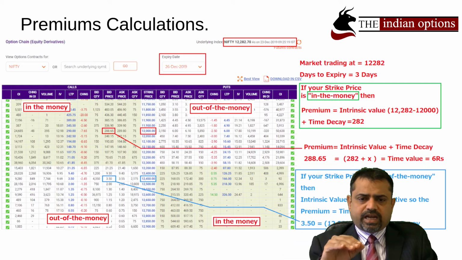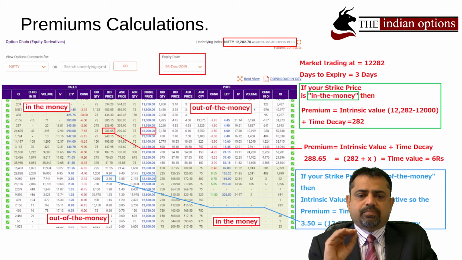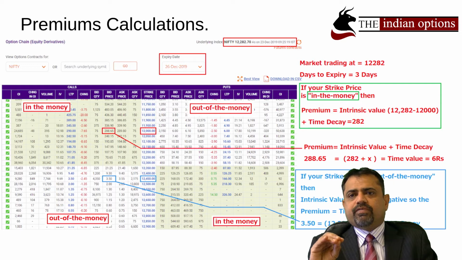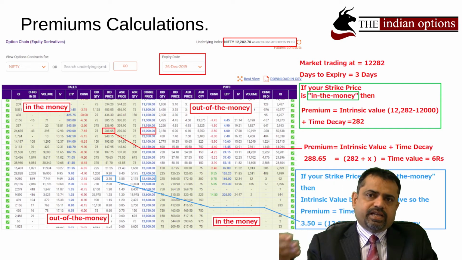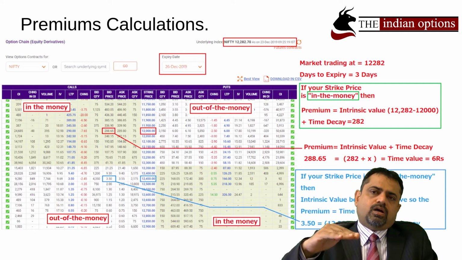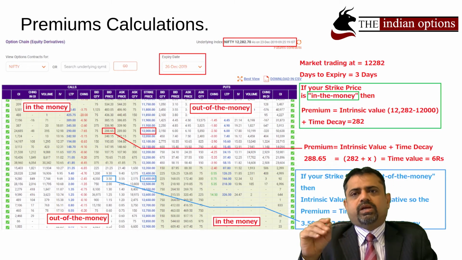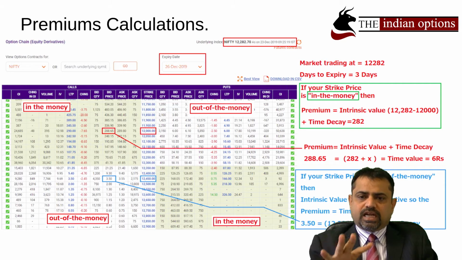Even take the example of, say, 12,350 on the call side. The premium it is showing right now is 21 rupees and 25 paise. So if in the next 3 days the market does not go above 12,282, then this 21 rupees is going to become 0. Okay, so that's all I want to show.